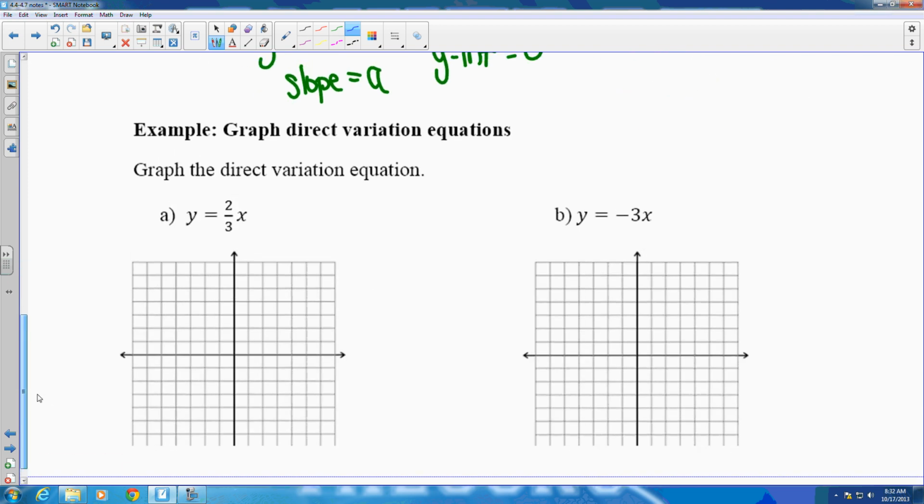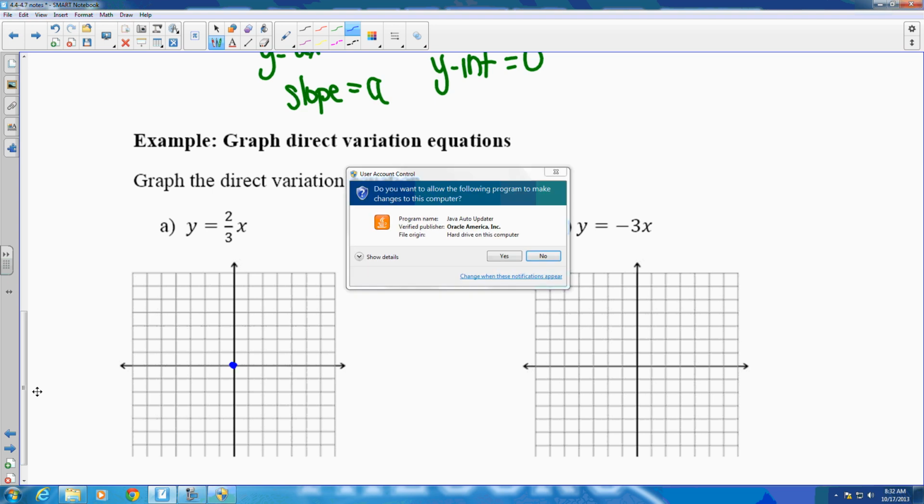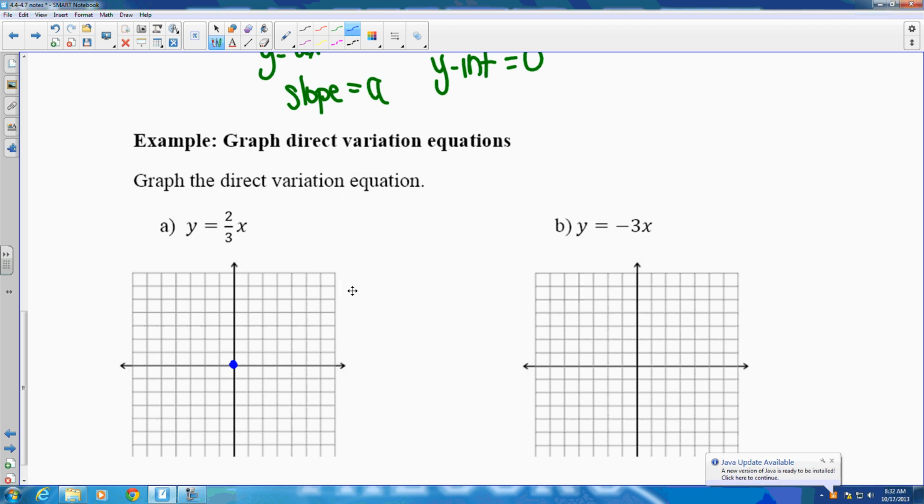Okay, so we're going to graph these. Well, easy. We're just going to start at 0, because we know that's what our y-intercept is when we have direct variation. And then we're going to look at the slope. Our slope is 2/3, which means we have to go up 2, 3 to the right. 1, 2, 1, 2, 3. Connect those 2 points. That's your line.